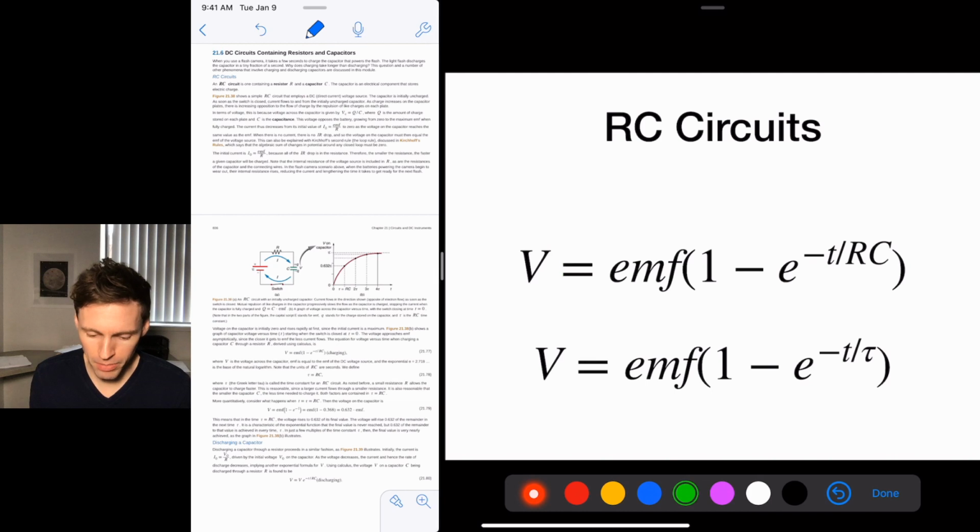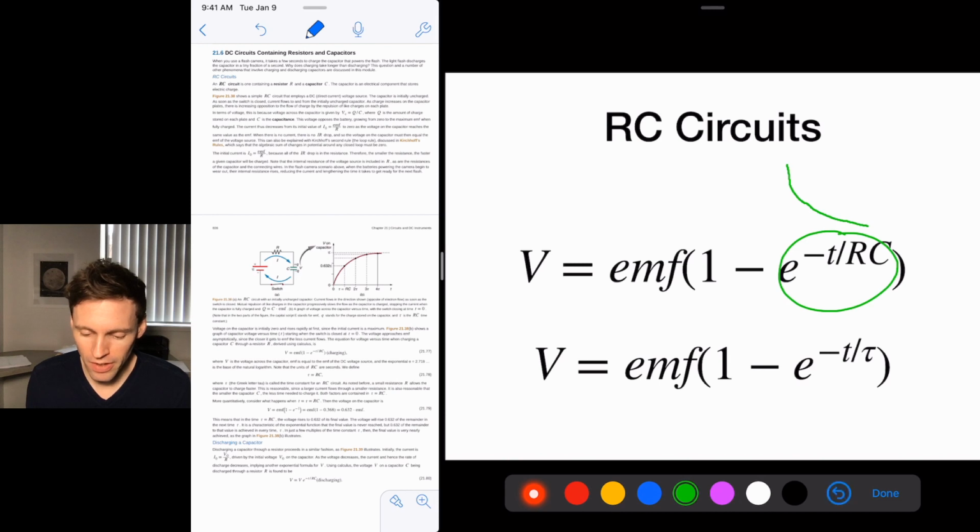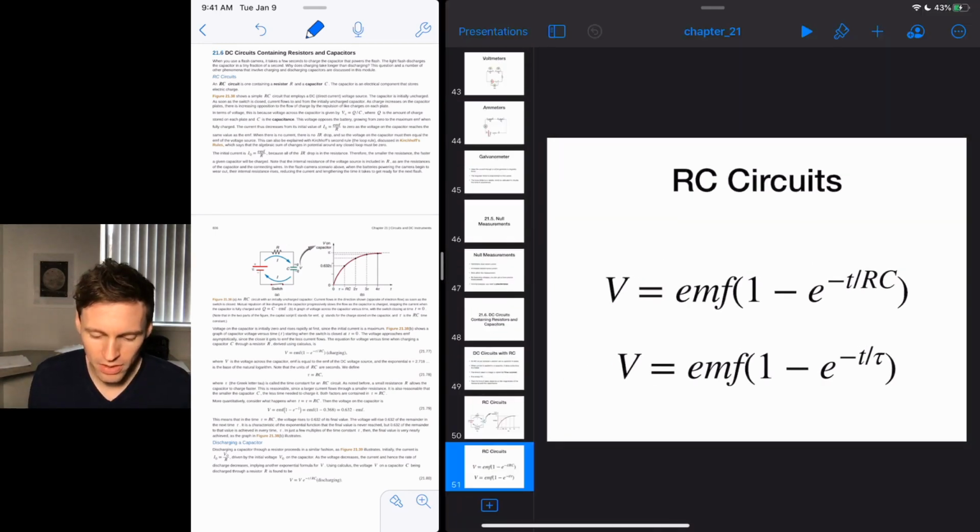The voltage as a function of time is your original EMF, whatever the battery is, 9 volts, times 1 minus this exponential function. The exponential function is what makes this graph. Okay, and RC is your time constant, and if you want to know what your voltage is at any time t, you plug in your time in seconds here, and it'll tell you the voltage at that time. Okay, so at t equals 0, e to the 0 is 1, so 1 minus 1 is 0, so you have 0 voltage at t equals 0, and then this number gets smaller and smaller, so it starts at 1 and goes to 0, and then 1 minus that goes up. Okay, so that's how you do that.